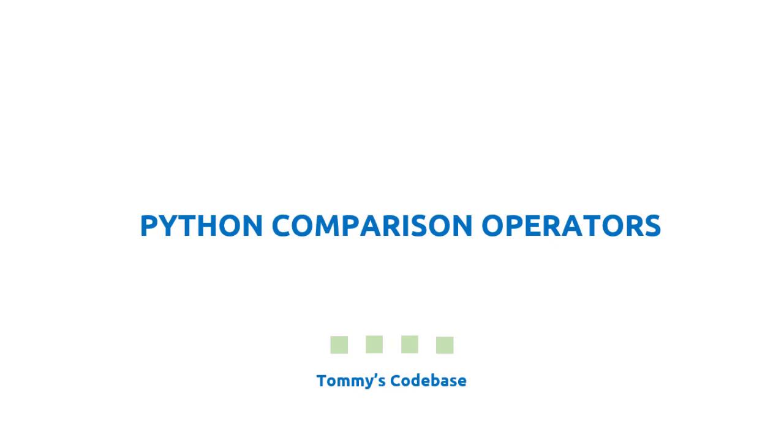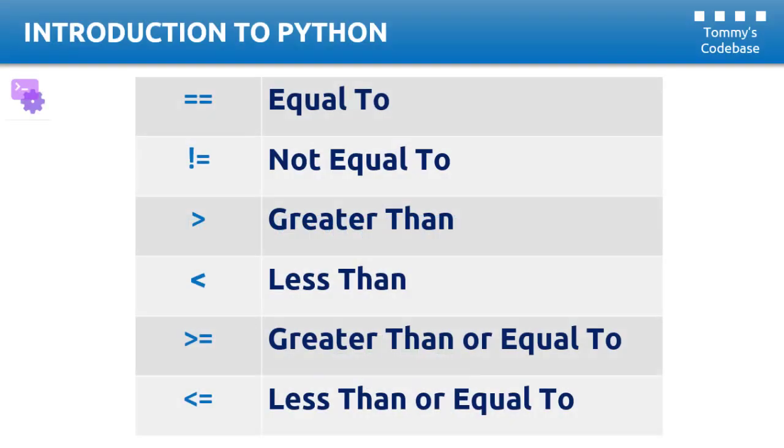In this video, we will look at Python comparison operators. In Python, there are several comparison operators that can be used to compare values and check if they are equal, greater than, less than, etc. So let us take a look at the comparison operators that we have in Python.